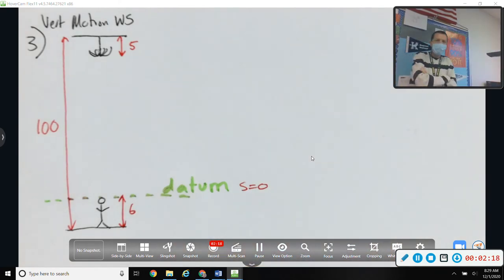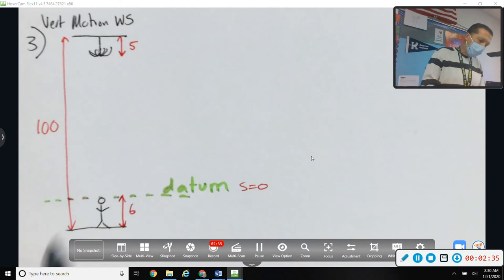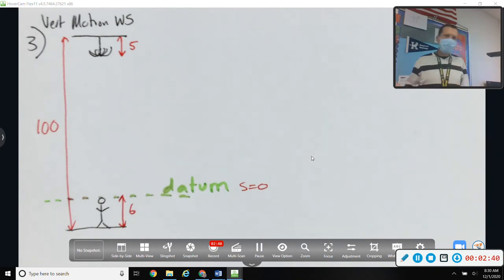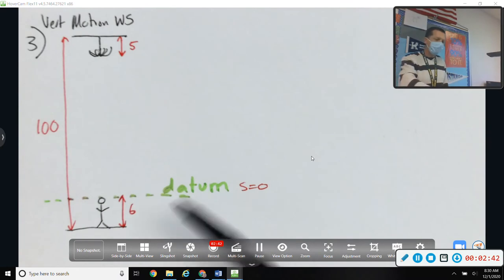We can pick the floor, but then we have to figure out when the chandelier gets to 6. It'd be easier if we picked the top of our head. That way, when the chandelier gets to 0, that's when it'll hit our head. That's the tricky part of this problem. I'm going to pick the top of my head because the math works out the same anyway, and it's easier to set up like this.